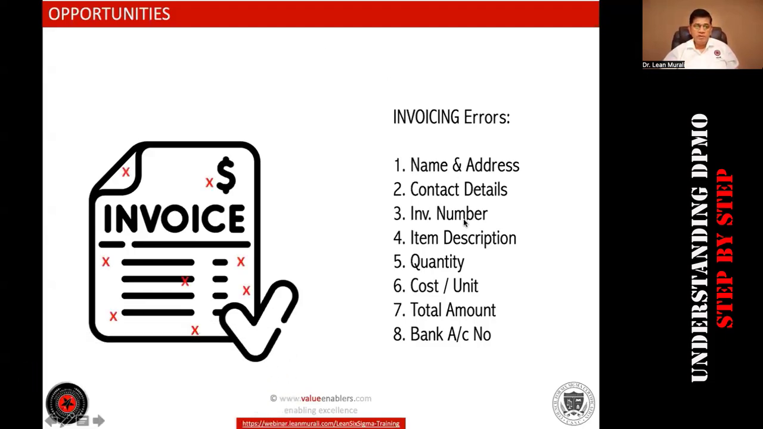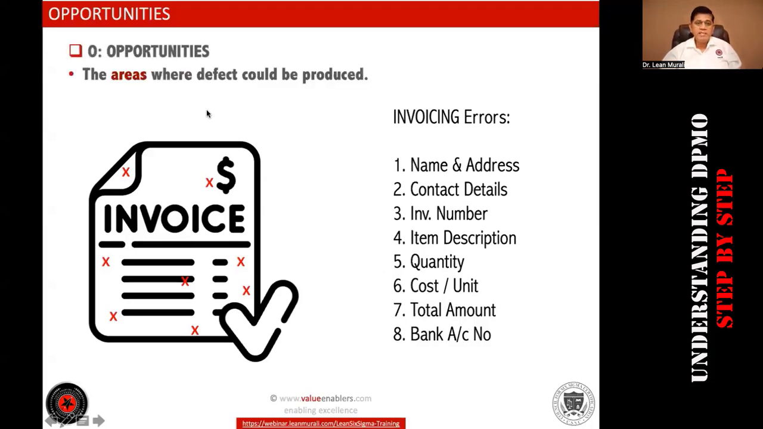Now, the question here is, I have marked some crosses there to say these are all defects. So the areas where defects could be produced are called an opportunity. If you want a proper definition, the definition is areas where the defects could be produced, the chances in a unit to have a defect.